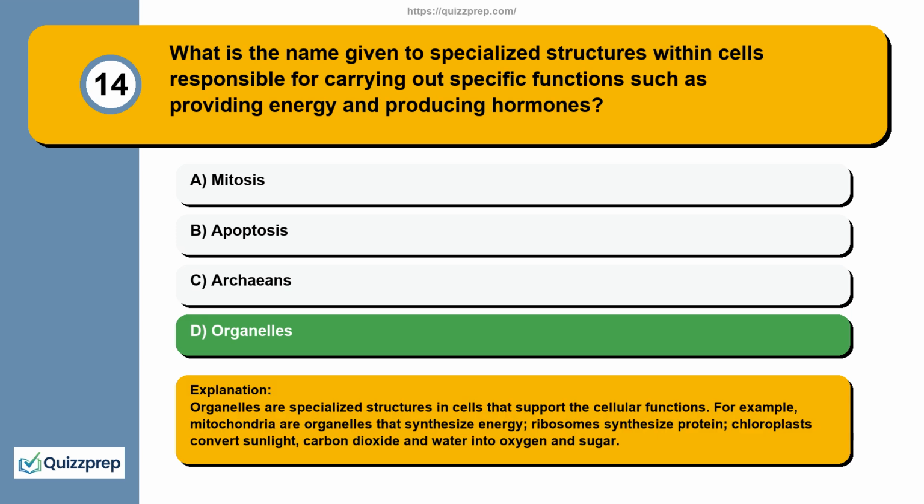Organelles are specialized structures in cells that support the cellular functions. For example, mitochondria are organelles that synthesize energy, ribosomes synthesize protein, chloroplasts convert sunlight, carbon dioxide, and water into oxygen and sugar.